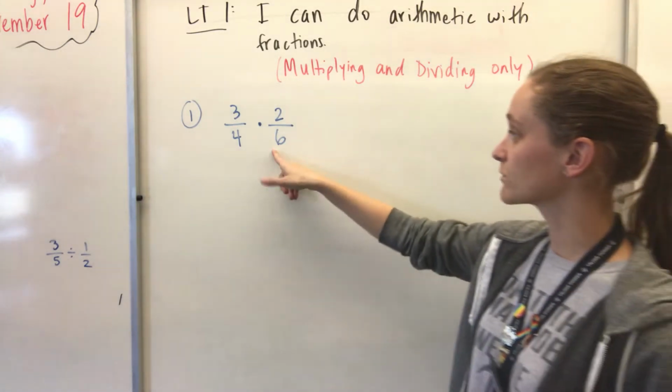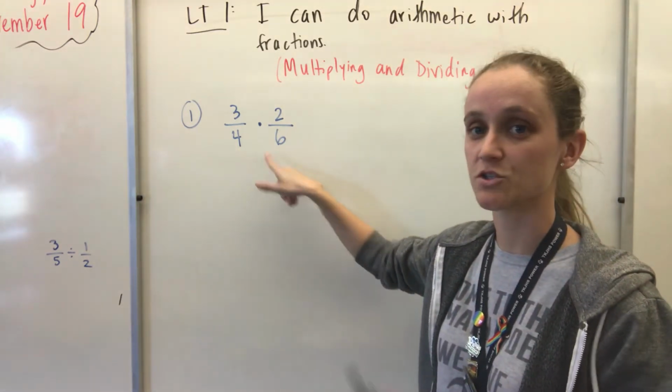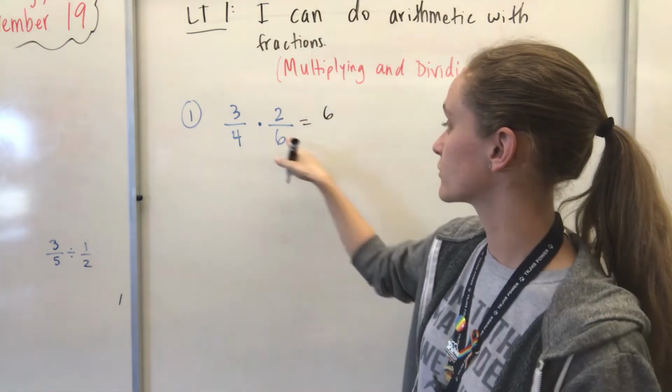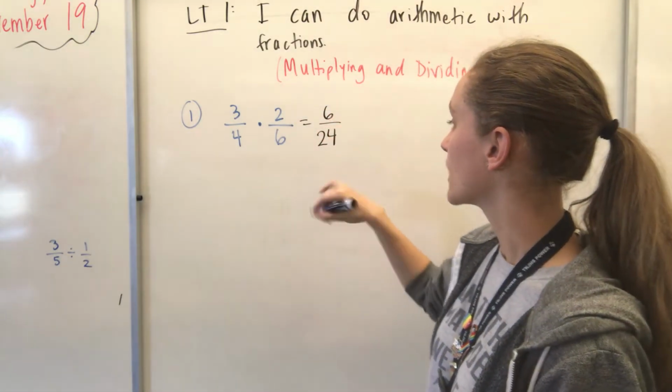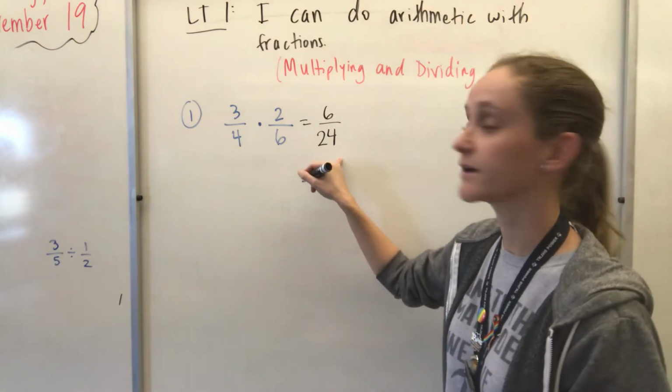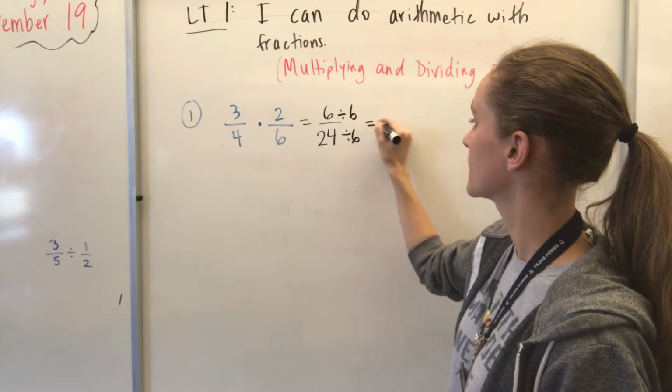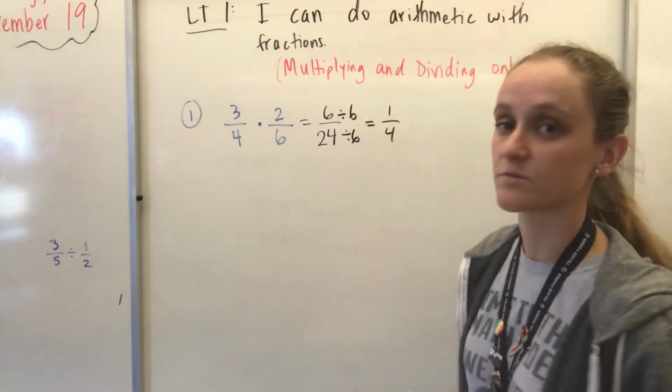So for the first one, if we're multiplying, remember when you multiply, you're just going straight across. So I'm just going to do 3 times 2 is 6, and 4 times 6 is 24. And you can leave it unsimplified if you want, but if you wanted to simplify it, you could divide the top and bottom by 6, and I would get 1/4 as my answer.